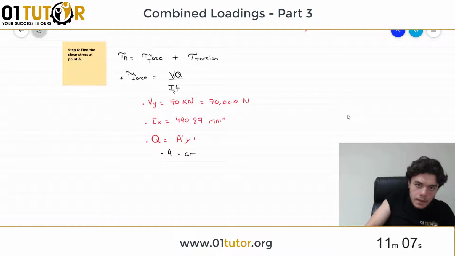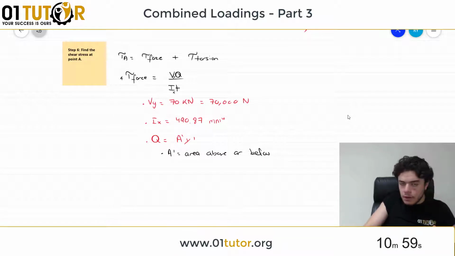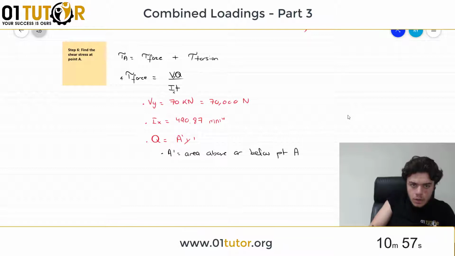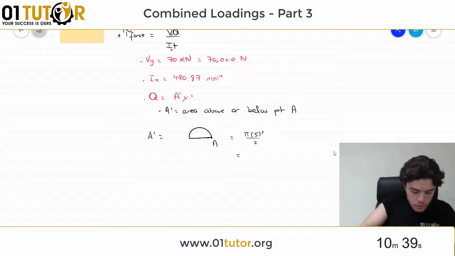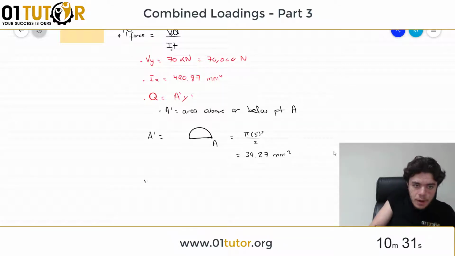So A prime is the area above or below point A. Let's take it to be above for the sake of this exercise. So A prime is going to be the area above point A. This is point A. It's going to be the area of a semicircle, so it's going to be pi r squared over 2, which is 39.27 millimeters squared. And what is Y prime?